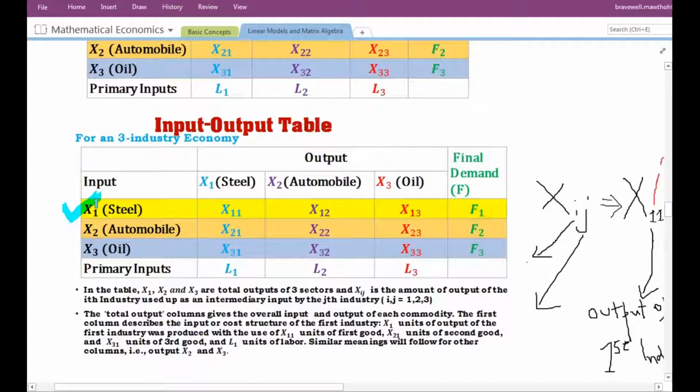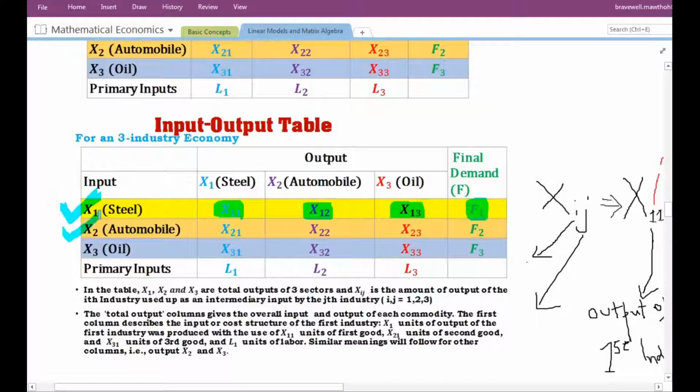If we look at the input output table row wise, it tells us the demand for the output of that industry by the different industries as well as the demand for its output as final good. If we look at the first row, that is the steel industry, it tells us that the steel industry is being demanded by itself, it is being demanded by the automobile industry and by the oil industry for its intermediate inputs. Part of the output of steel is also being demanded as final good.